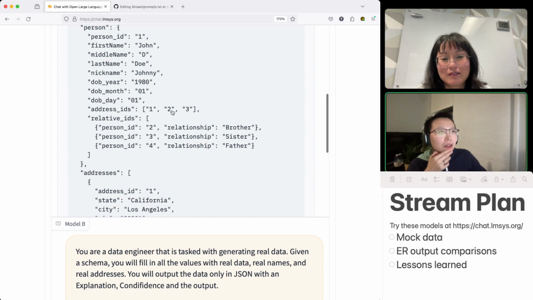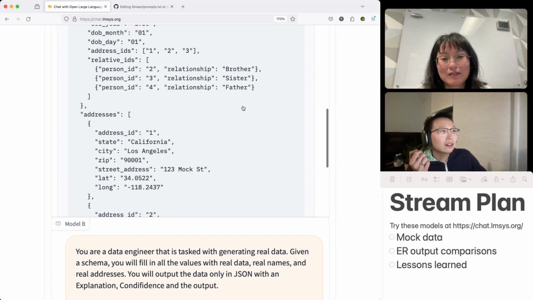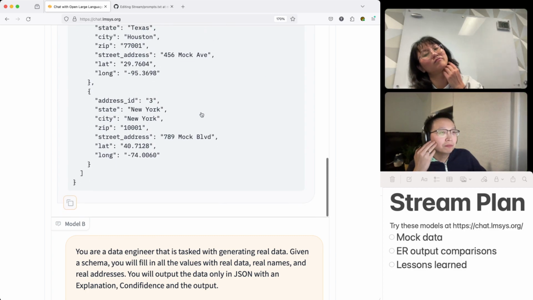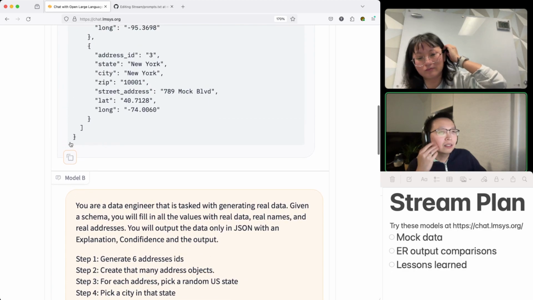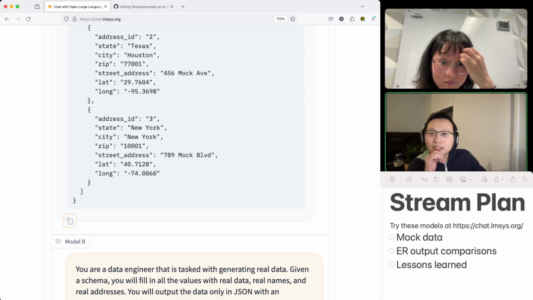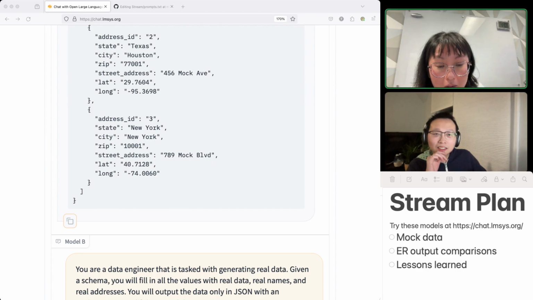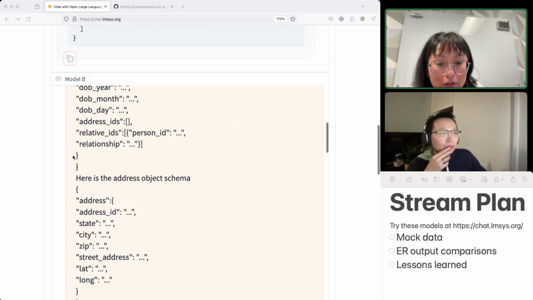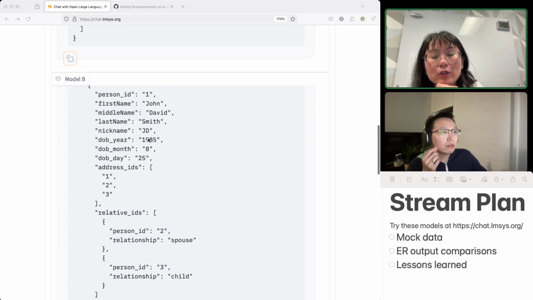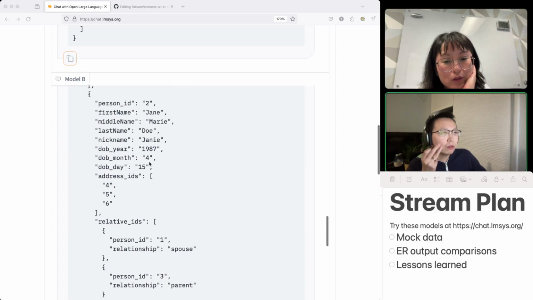It doesn't give six address IDs like I asked for. It tried to do brother, sister, father, but it didn't finish up the rest of the schema. Wait, did the Mixed medium give addresses first or person first? Addresses first, right? Oh, person first. Okay, it gave the people first.